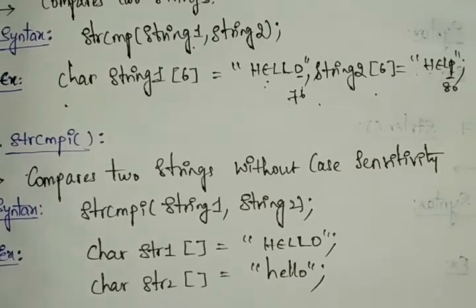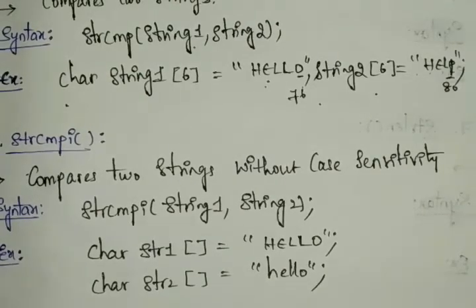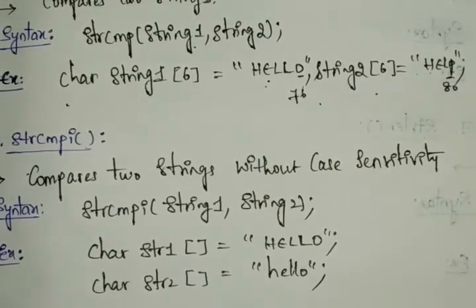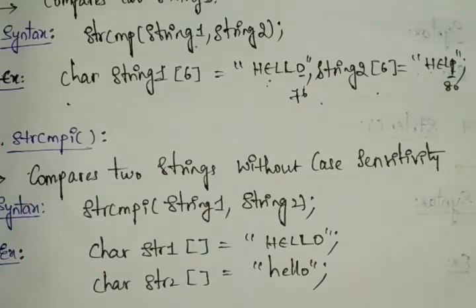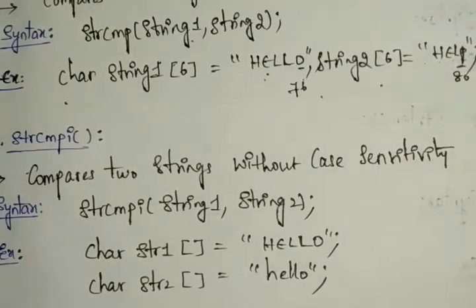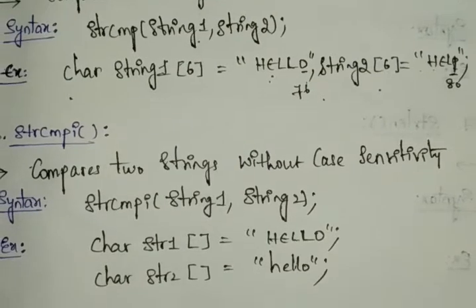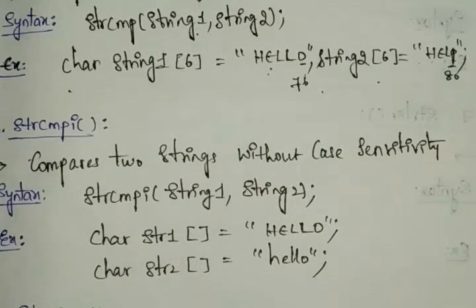Why? Because the function does not consider the case of the characters. This is case insensitivity, not case sensitivity. So whatever the values are, they are treated as the same, whether they are uppercase or lowercase letters. So in this case it returns 0 as the output.